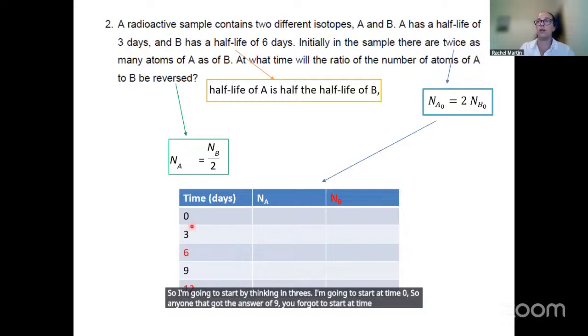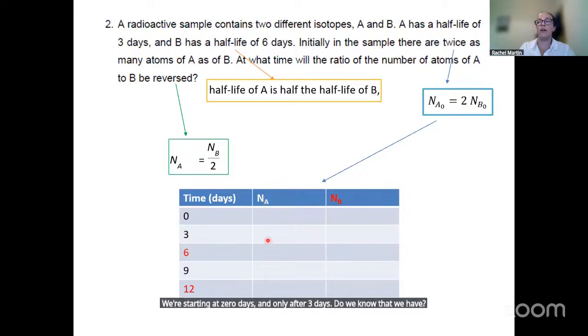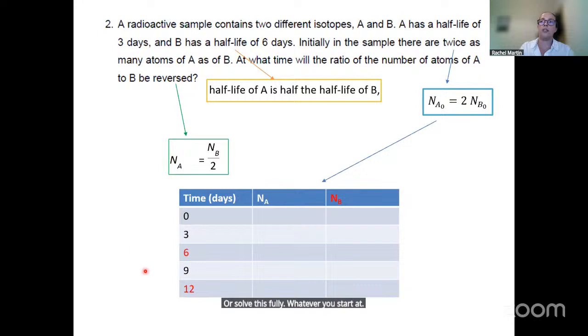When we start this question, it's like the timer starts. We're starting at 0 days. And only after 3 days do we know that we have 1 half-life for the number of atoms A. So that's why you've got to start at 0 or solve this fully. Whatever you start at, you need to eventually, well, you'll see why in a second.